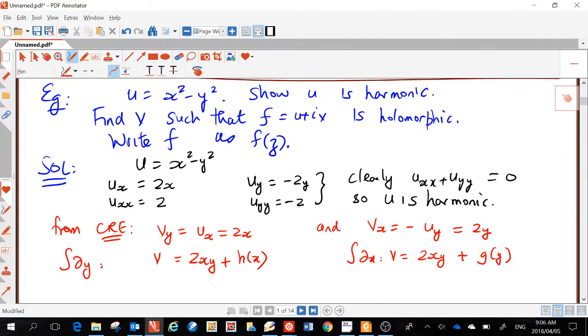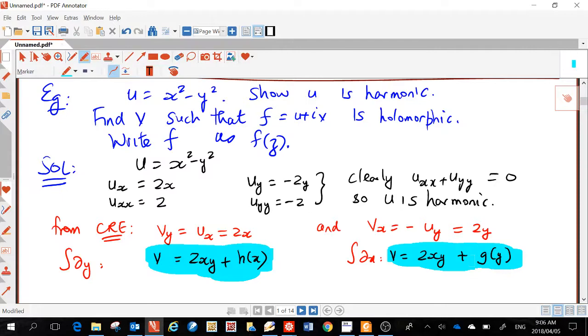Now, let's compare these two. Both are expressions for v, if you notice, so they should be the same, right? More or less, they are the same. 2xy here, 2xy there. That's good. But here we have a function of x, and here we have a function of y. What's the only way a function of x could equal a function of y?